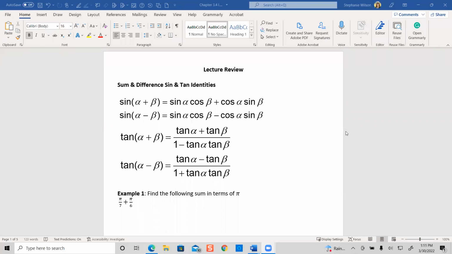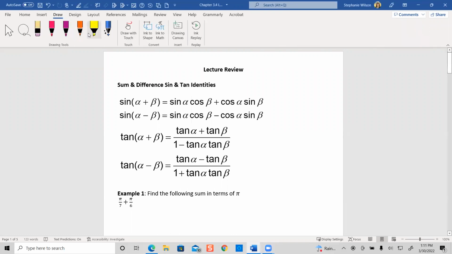Sum and difference of sine and tangent identities. And as you see here, there are some identities that would be really helpful to memorize for the sine and the tangent. Okay, so let's solve the first problem here.